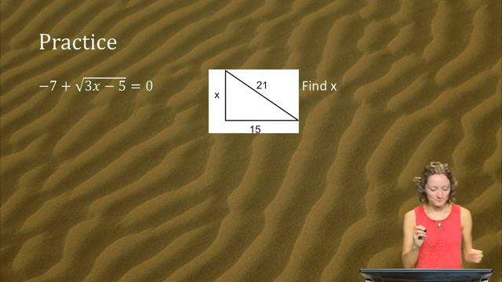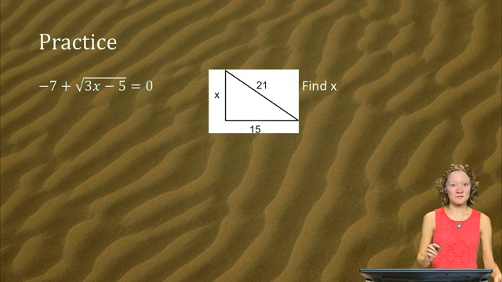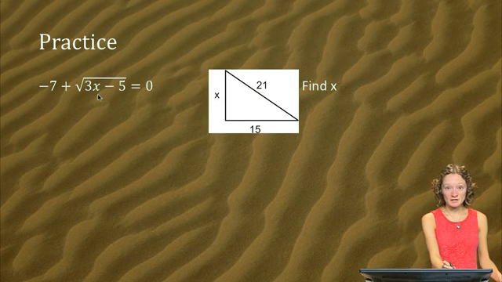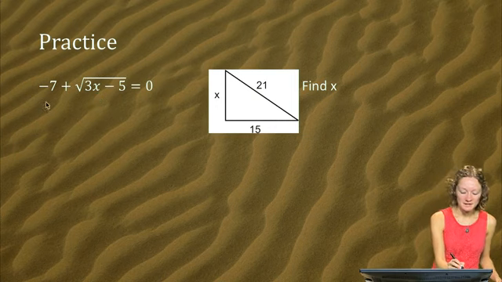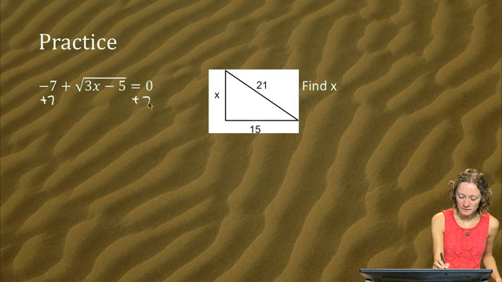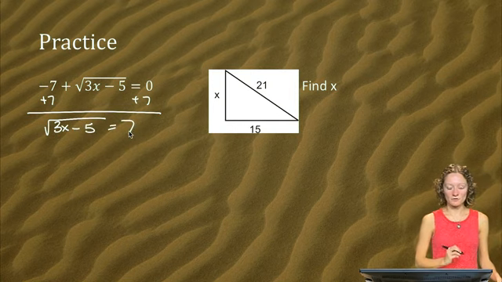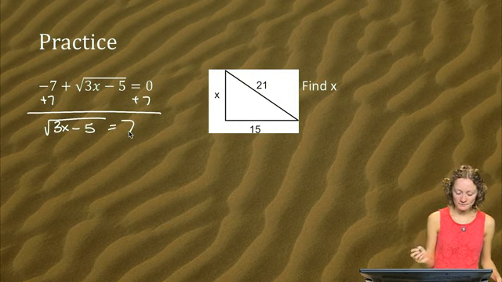All right, so you've attempted these problems. Let's see if you got them right. So the first problem, we're solving for x. We're looking for the value that would make this a true statement. First step, isolate the radical. There's only one here, so we will isolate the one and only radical. Add 7 to both sides. Square root of 3x minus 5 equals 7.